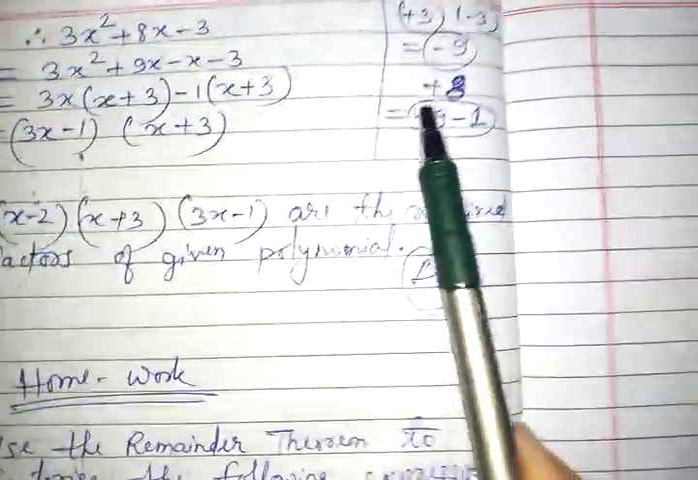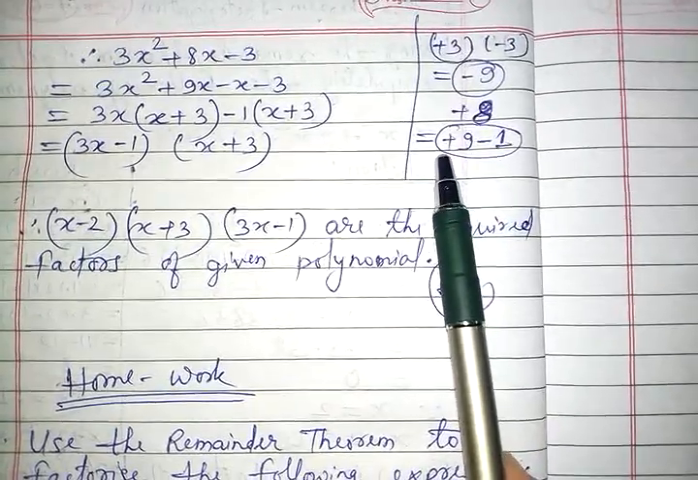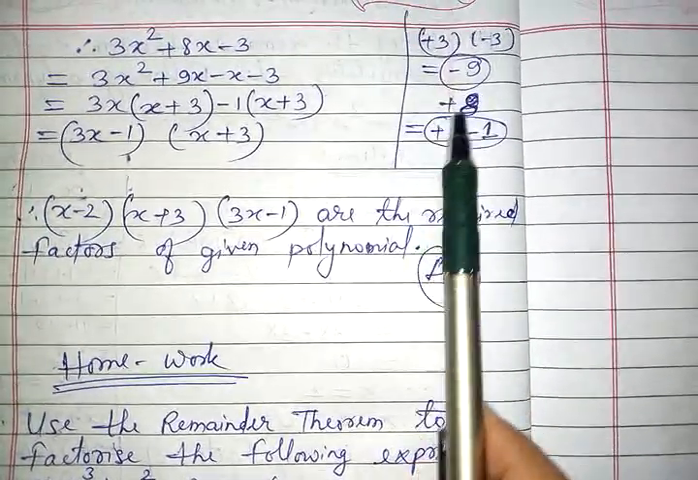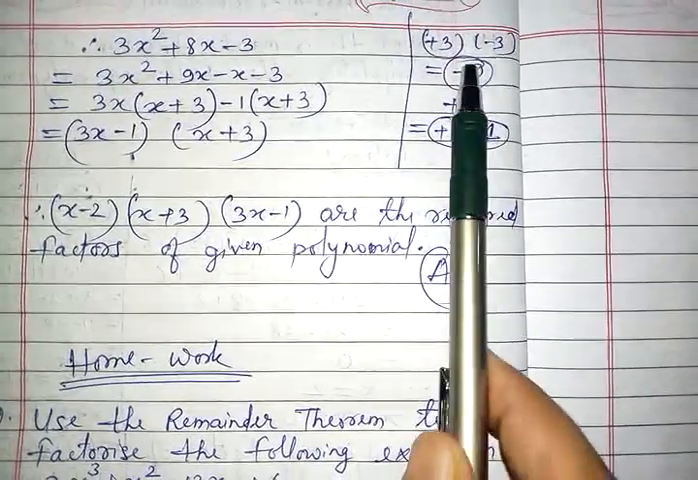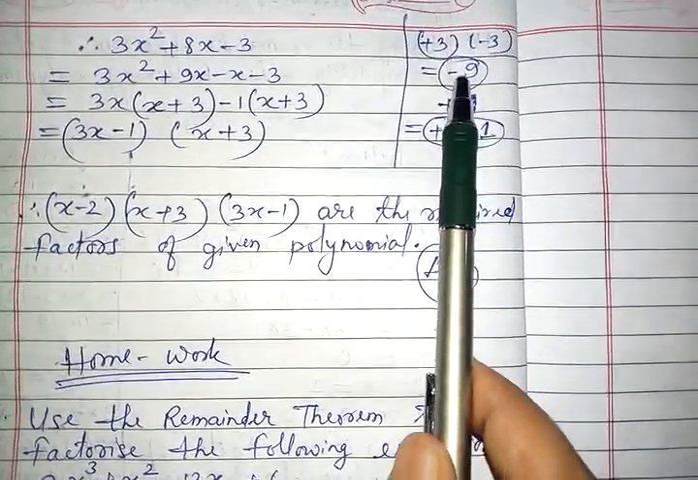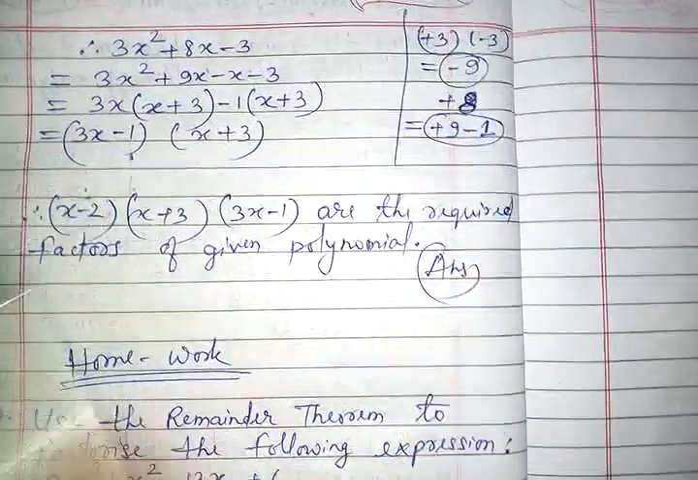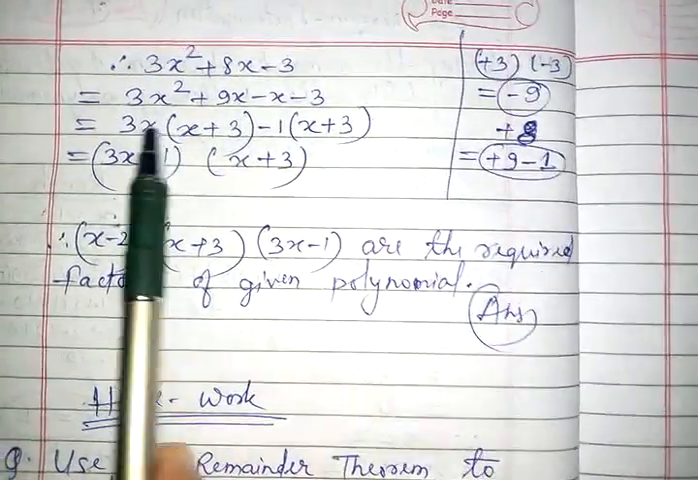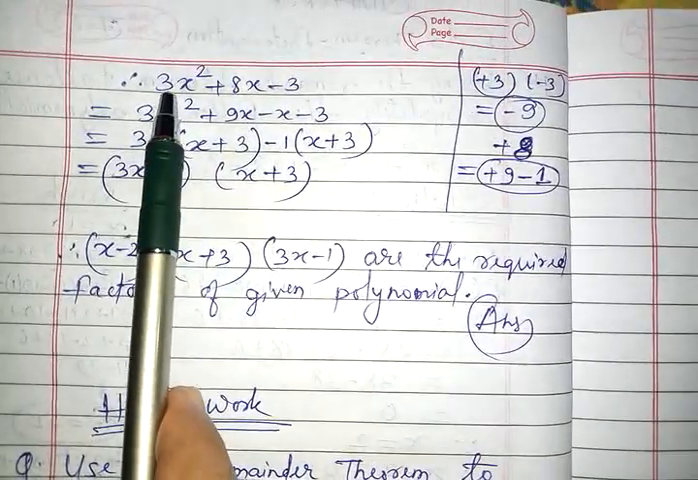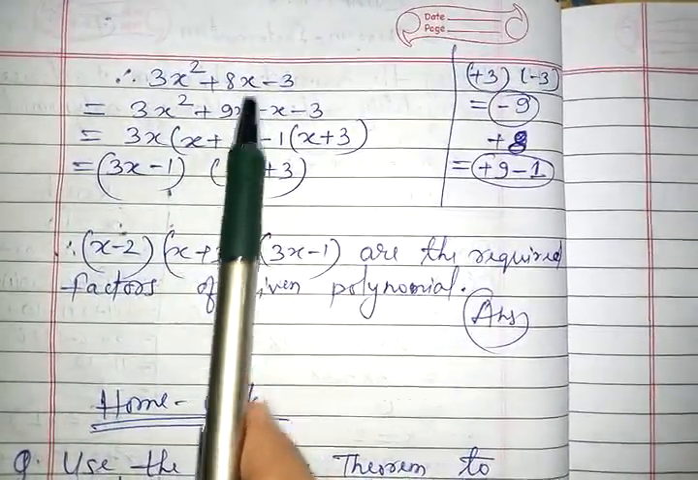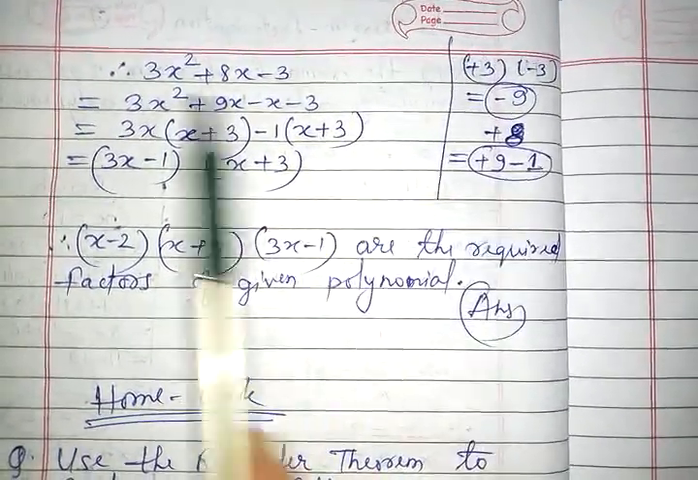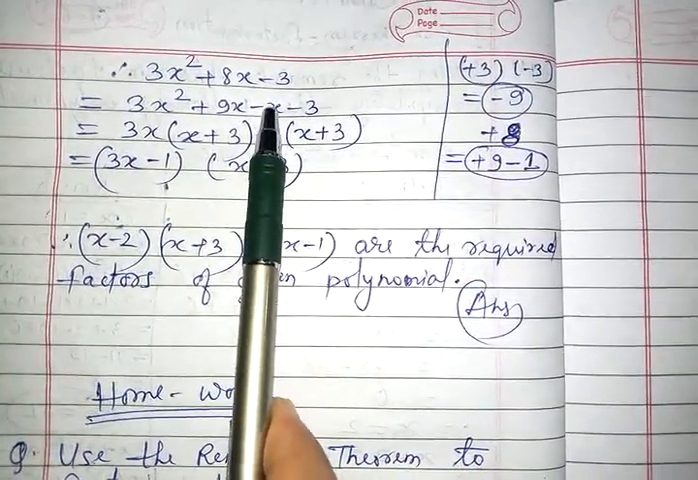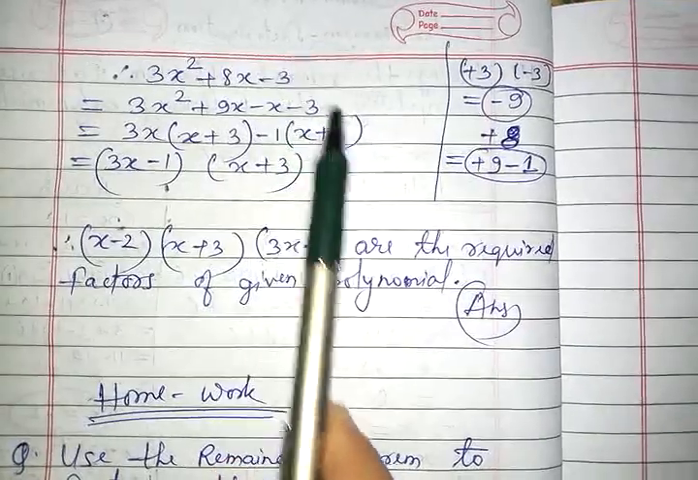Now what we do, plus 8 we can split as plus 9 minus 1. Plus 9 minus 1 is plus 8. 9 1s are 9. Plus into minus is minus 9. So I got 8 also, I got minus 9 also. Plus 9 minus 1 I have to write in the middle term. So 3x square is the same. Plus 8x I will write this way: plus 9x and minus 1x. Minus 1 we don't write because automatically there is 1. And minus 3 is the same.